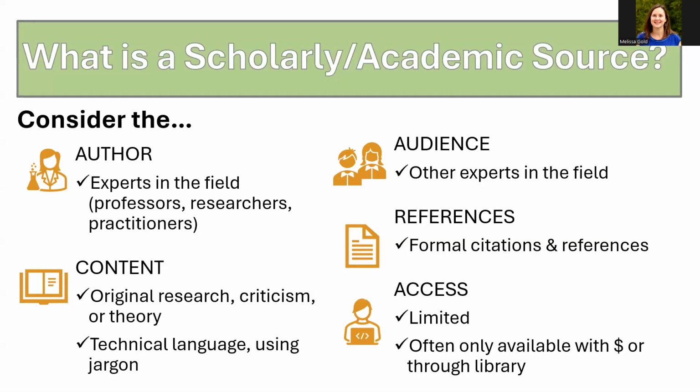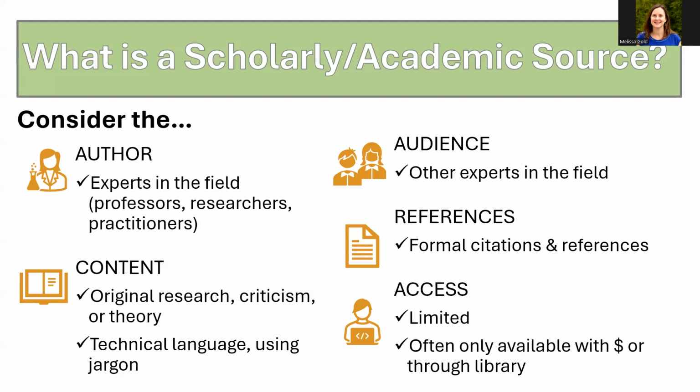When you're looking at a source, consider the following criteria to determine whether it is a scholarly or academic source. These are all just synonymous terms that kind of mean the same thing. You may see scholarly, academic, peer-reviewed. Those are all referring to similar content. So consider the author, content, audience, references, and access.